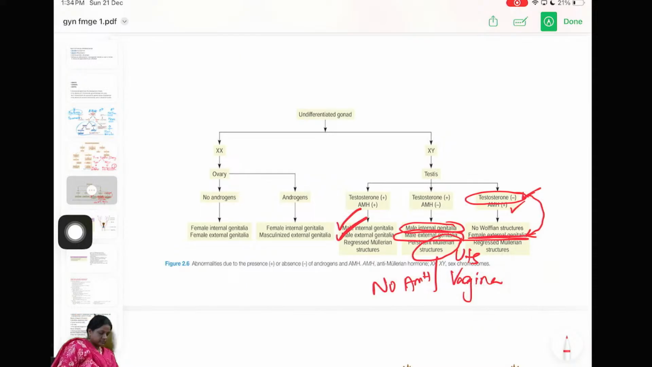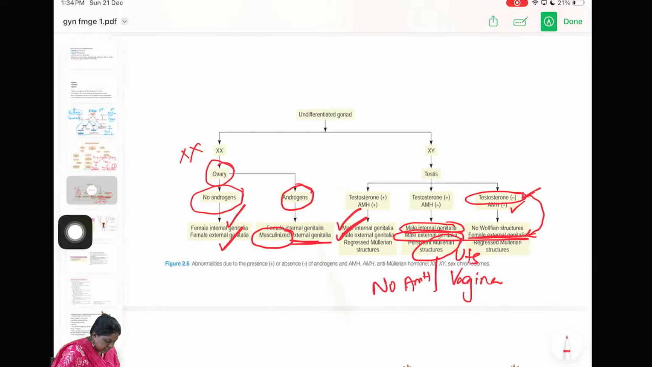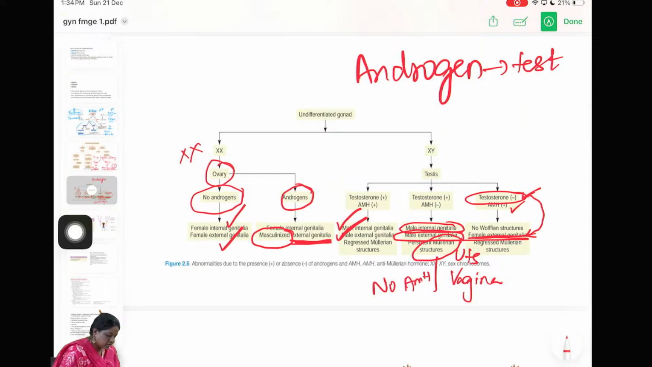So if it is going to be an XX, clearly there is going to be an ovary. If there are going to be no androgens in the ovaries, everything is going to be female. But if androgens are going to be present, there will be masculinization of the external genitalia, because androgens like testosterone are what create male genitalia.